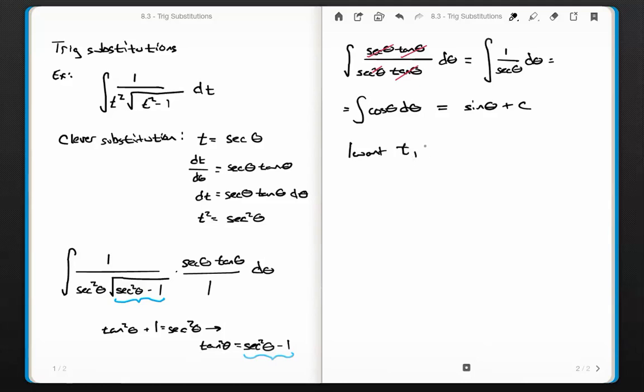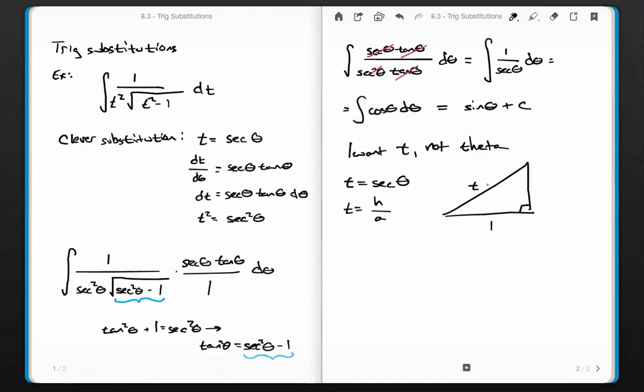I want t, not theta. Okay, so what did we say way back when? We said that the secant of theta is t. So t equals the secant of theta. Well, when we see trig functions, we think of triangles. So I'm going to draw this triangle here. If t is the secant, so really t equals 1 over cosine, so it's hypotenuse over adjacent. So t has got to be hypotenuse over adjacent, which means this is t and adjacent is 1. Hypotenuse over adjacent, t over 1, which is just t.